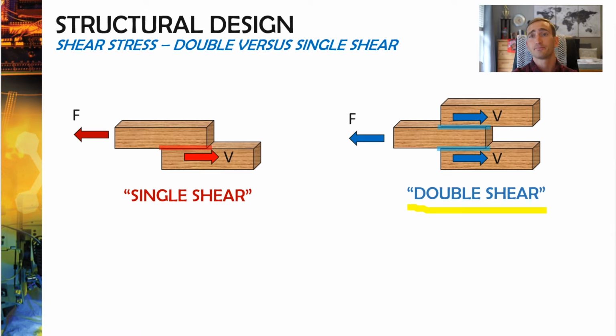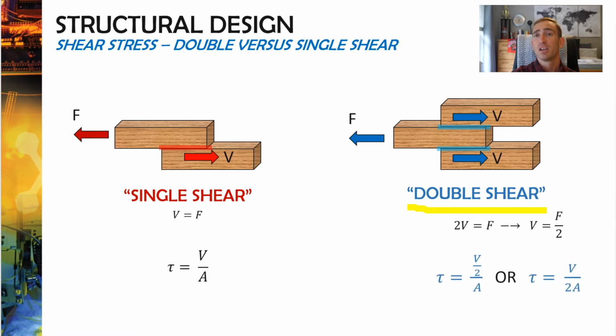In single shear, V would be equal to F because we have only two forces in the x direction. As a result, tau would be V over A. So just our basic equation for shear stress. In an example with double shear, we would do a sum of the forces in the x direction. We would find that 2V equals F, or that the shear force, V, would be equal to force over 2.